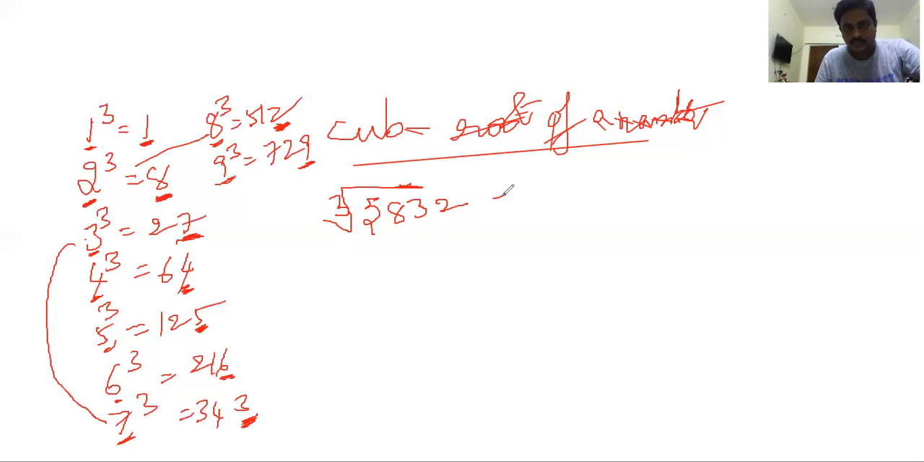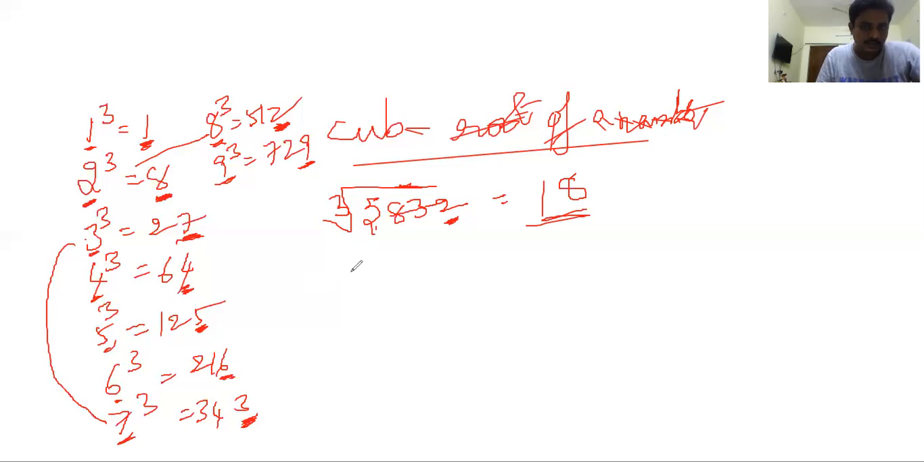Now we come to this problem. Cube root of 5832. Here the last digit is 2, which means we get 8. We remove the last 3 digits, leaving 5. We need the nearest cube lesser than 5. 1 cube is 1, 2 cube is 8, and 8 is more than 5. So the cube lesser than 5 is 1 cube, which is 1. So 18 is the cube root of this one.